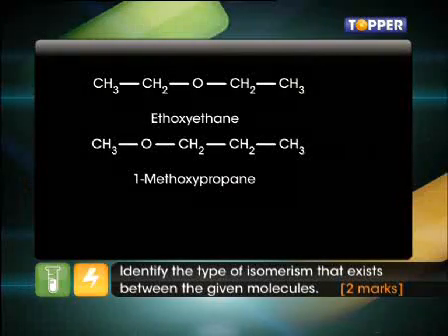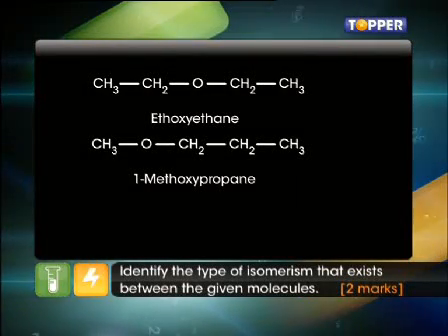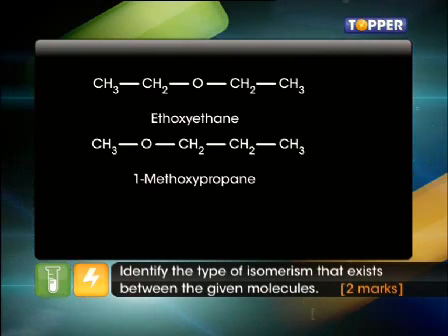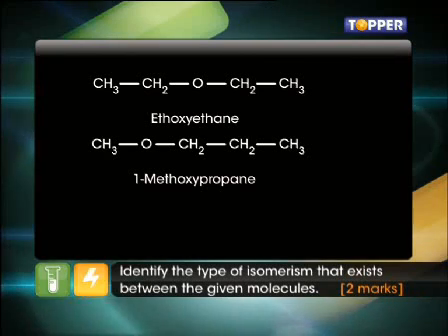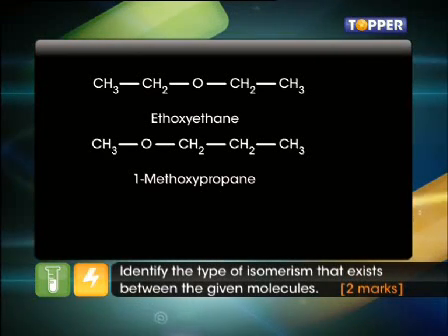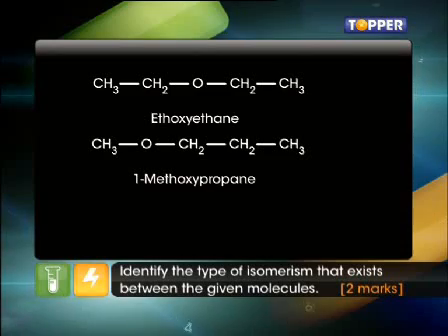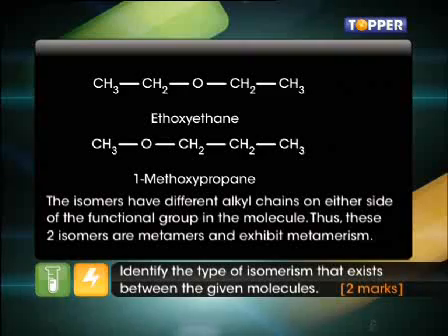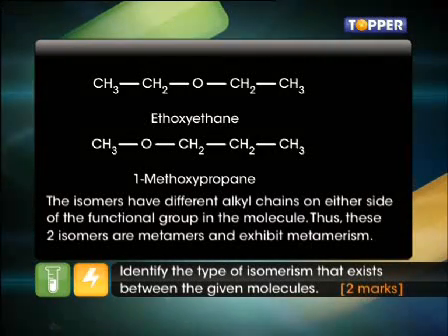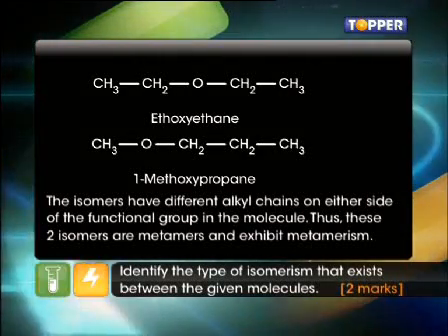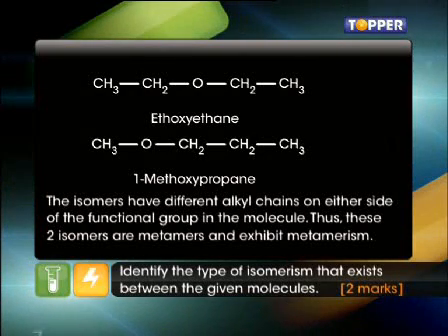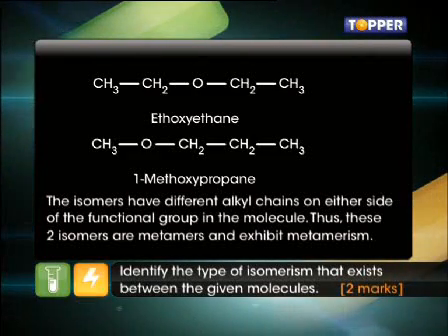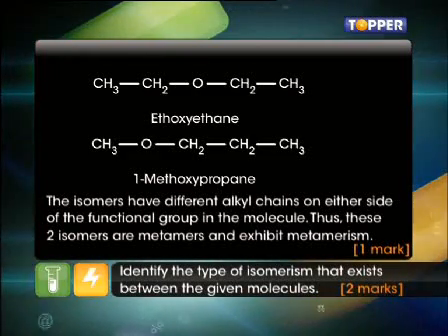Now for the second part. You can see that the two structures have the same molecular formula. Now, the next step is to identify the type of isomerism. The two given structures have the same functional group, that is ether, but they have different alkyl chains on either side of the functional group in the molecule. So, these two isomers are metamers and exhibit metamerism. This will fetch you the remaining mark.